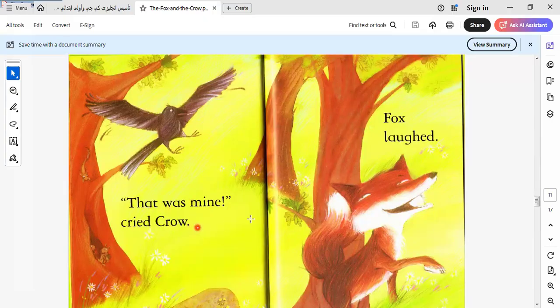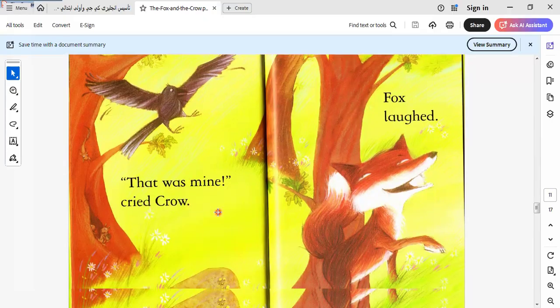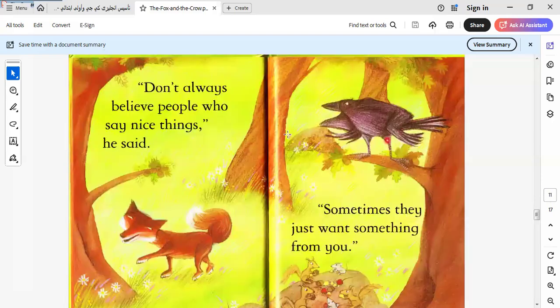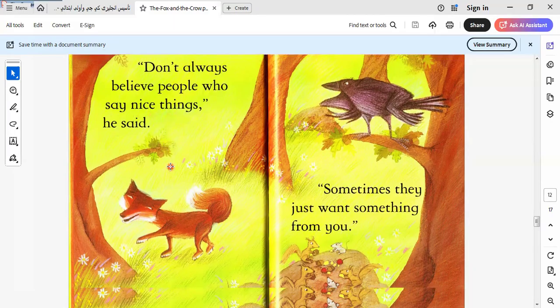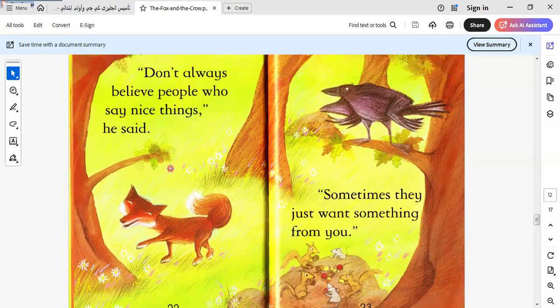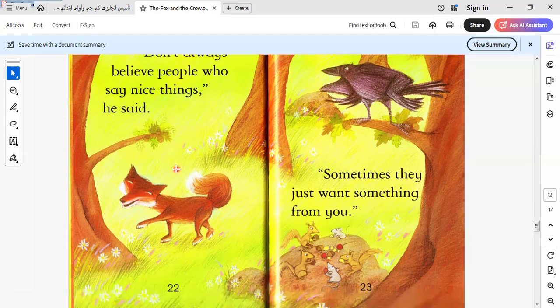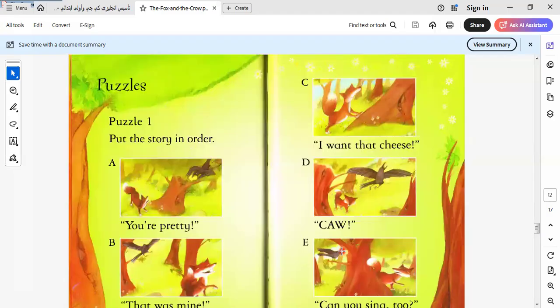Fox snapped it up. That was mine, cried crow. Fox laughed. Don't always believe people who say nice things, he said. So here we must know that some people lie to you to have something. The fox told some beautiful words to the crow to have what? To have a benefit from the crow. Some people do these things to have benefits from others. Sometimes they just want something from you.